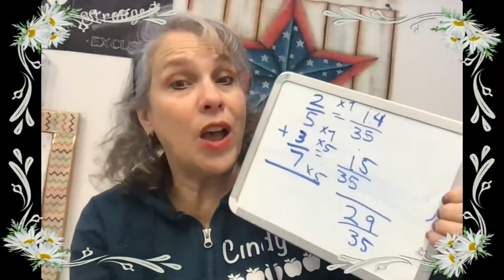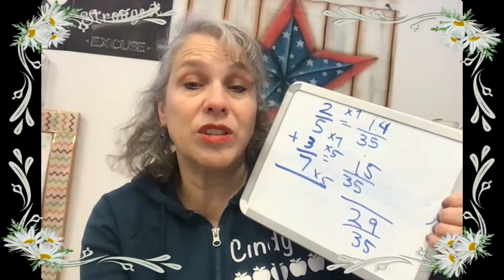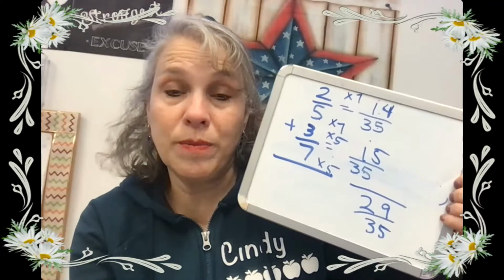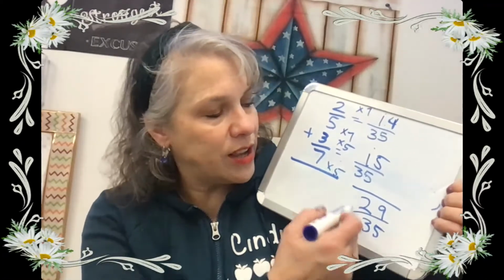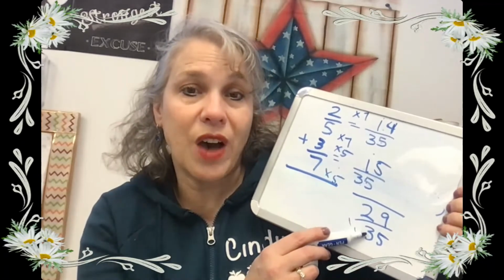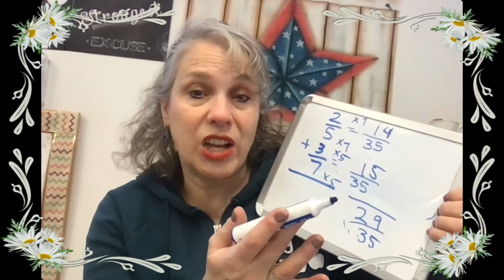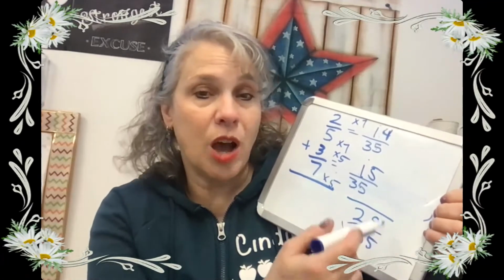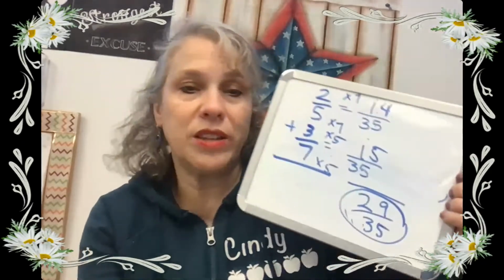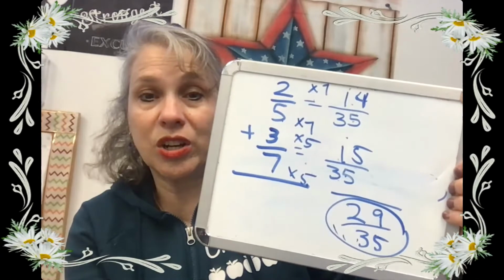Now, I also mentioned in one of the other videos, we want to leave our answers in the lowest form, like reduced form. And so I look and I see, is there any number that goes into both 29 and 35? And if there was anything that I could do, then I would divide the top and the bottom by the same thing and reduce the fraction. But this one is as reduced as it can get. So this is my answer.